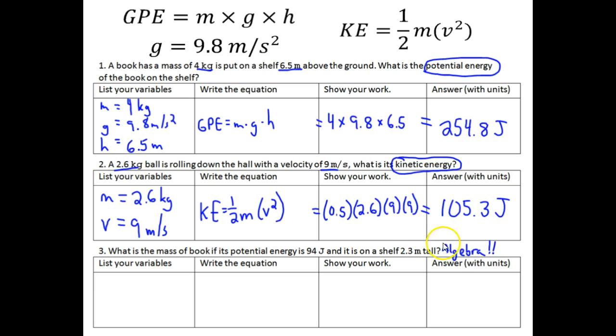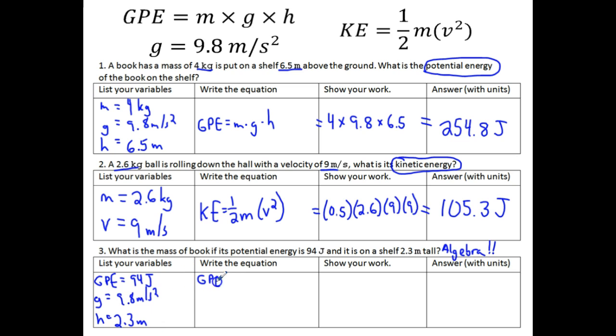This last one here, I'm going to need to do a little bit of algebra on. Now, instead of writing out the mass, the gravity, and the height, I already have the gravitational potential energy. I need to solve for the mass. So it's a little bit of algebra here. So 94 joules, 9.8 meters per second squared, again, as long as I'm on Earth. And then the height is 2.3 meters.